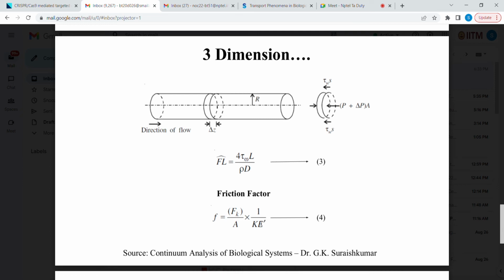Perhaps I can repeat this once more. This is the frictional factor, the kinetic part of the force per unit area divided by the kinetic energy present in the volume of a fluid that is moving across a pipe.